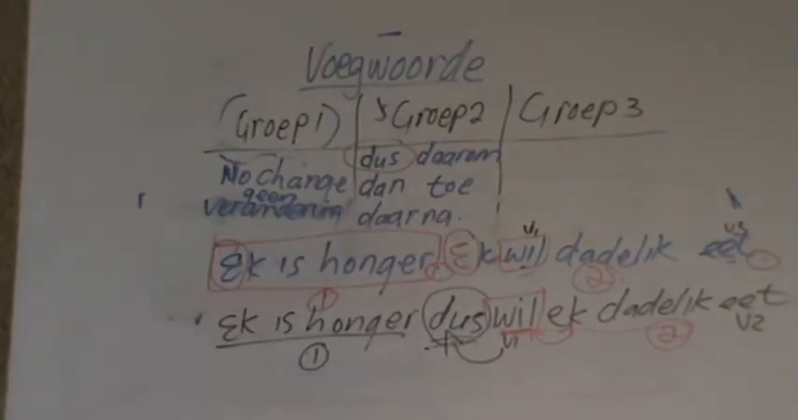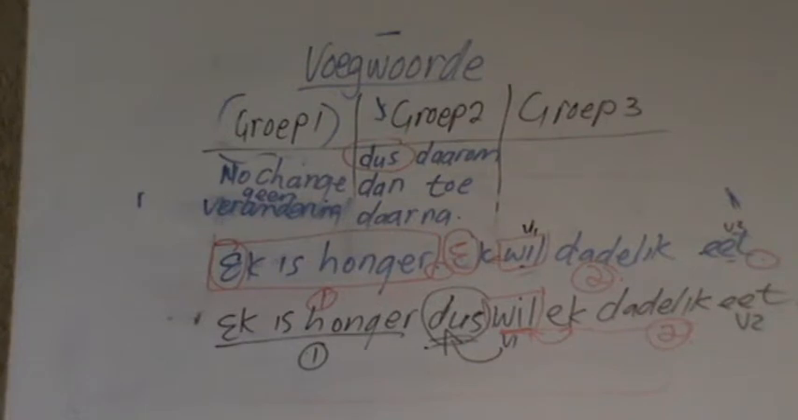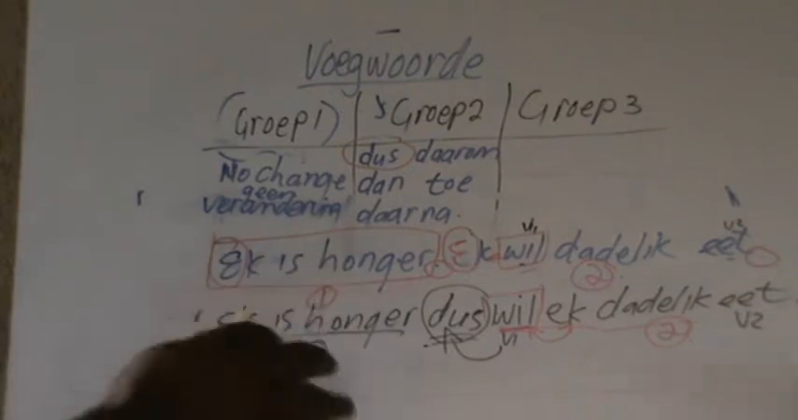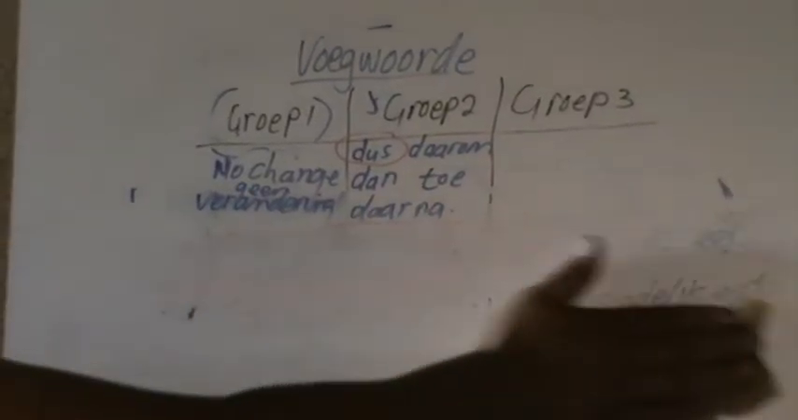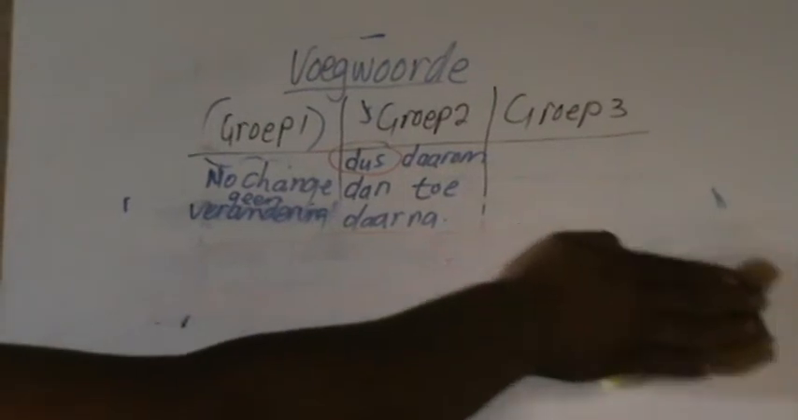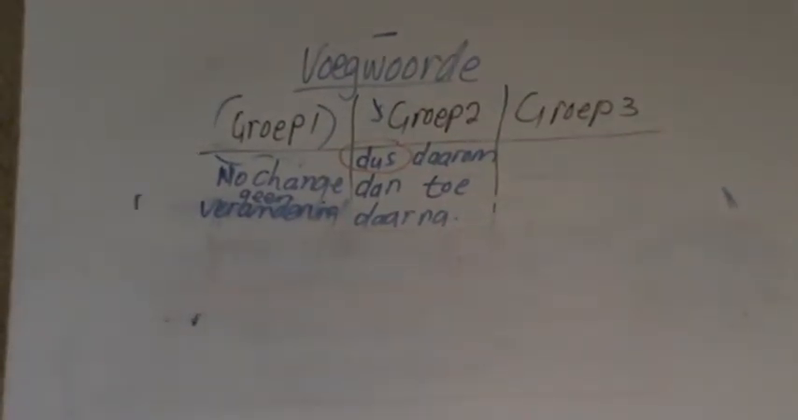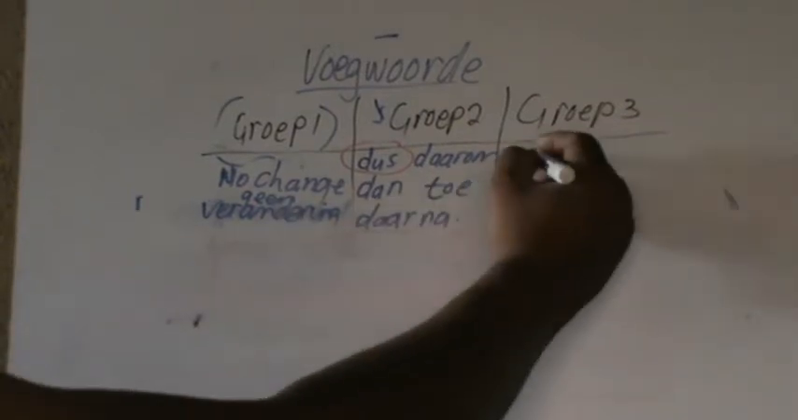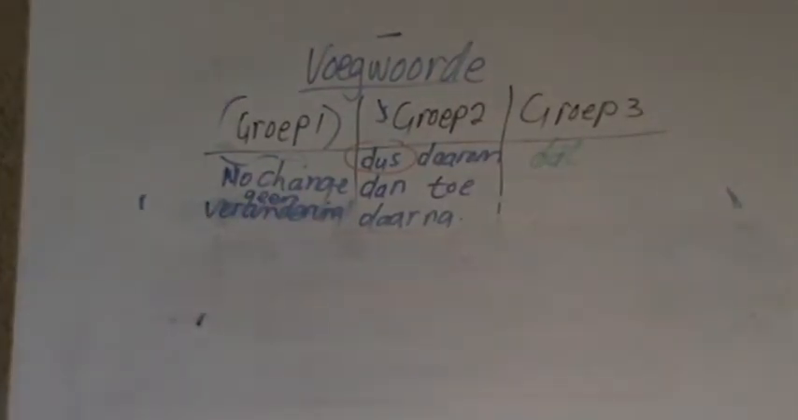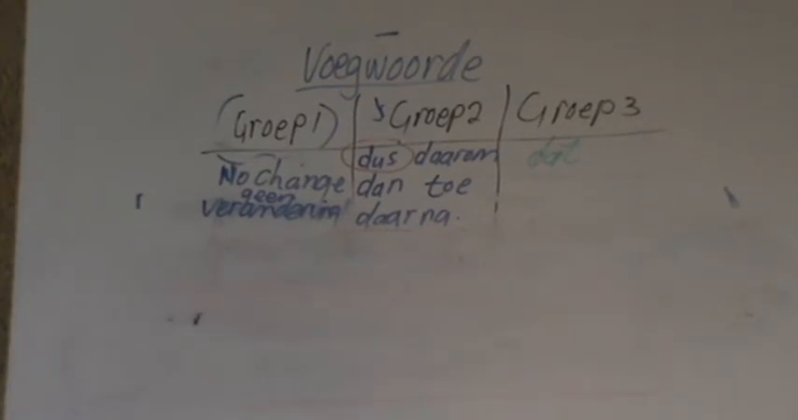Let's move to group 3 conjunctions. Remember, the rule stays the same. The sentences will change, but the rule does stay the same. All you have to do is recognize your verb. So whenever you are tested with voegwoorde, with conjunctions, always look for your verb in the sentence. I know Afrikaans is a bit difficult, but you must just practice your reading and your understanding. Things will go well like that.